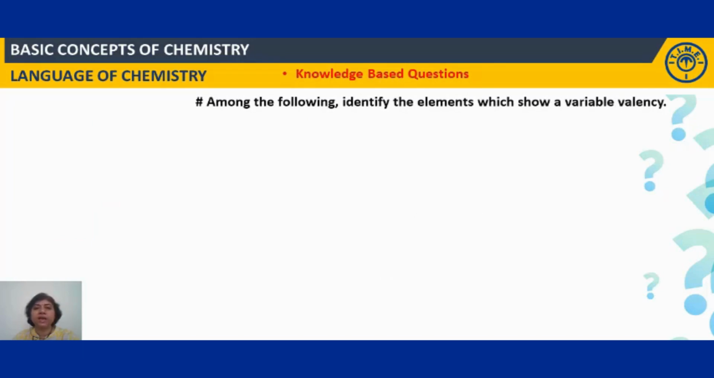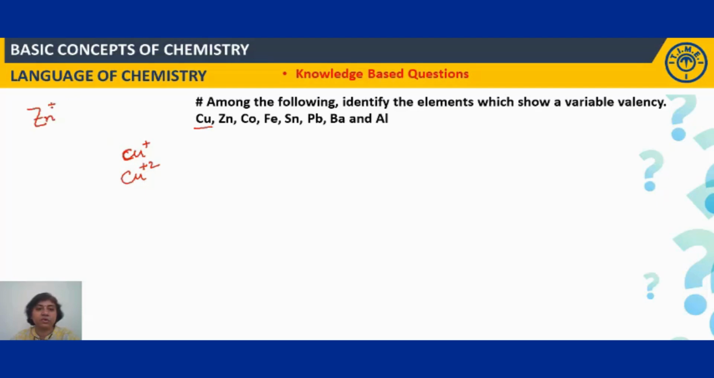Among the following, identify the elements which show variable valencies. Okay, so for this we need to see what are the elements. These are the elements. Now we will write. Copper. Is there variable valency? So many times I have discussed. So copper, C capital. Be careful when you are dealing with C because small and capital look same. Cu plus 2. You have to write a bigger C.